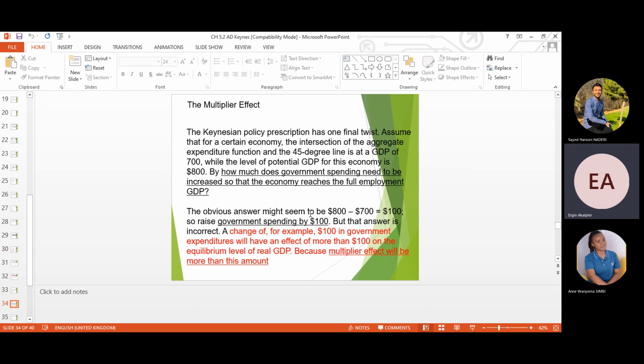A change of, for example, $100 in government expenditure will have an effect of more than $100, because as you see, the multiplier effect has more impact on the economy. On the equilibrium level of real GDP, the multiplier will be more than expected.